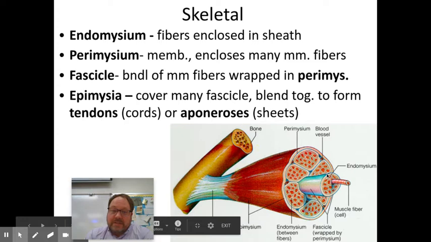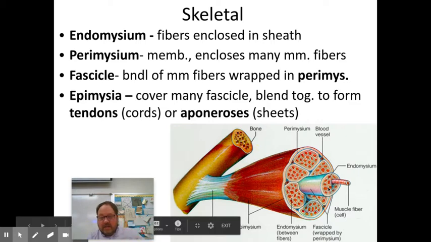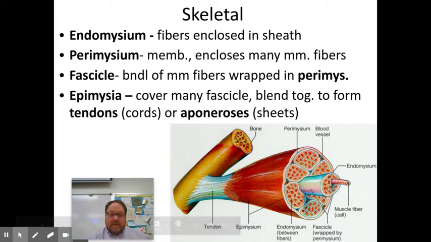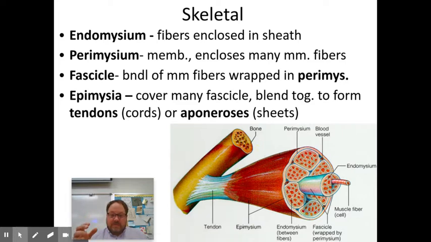Now, you can have multiple muscle cells wrapped in another bundle of connective tissue, and that's called the perimysium. Peri, you think of like perimeter. So a bundle of muscle cells is wrapped in the perimysium. Now, we call that bundle a fascicle. So the fascicle is the bundle of muscle cells all wrapped up in this connective tissue, the perimysium. And then the epimysium is the connective tissue that wraps around multiple bundles of muscle cells.